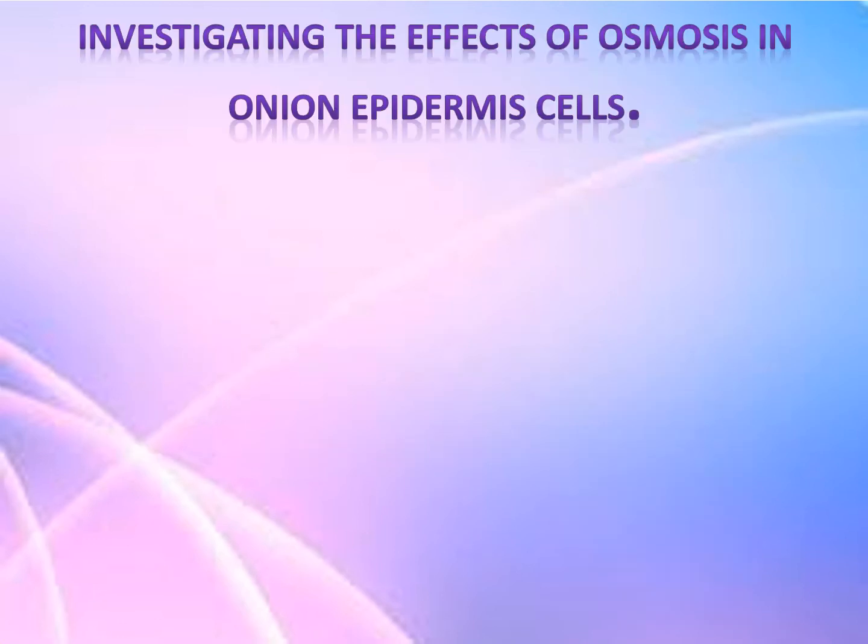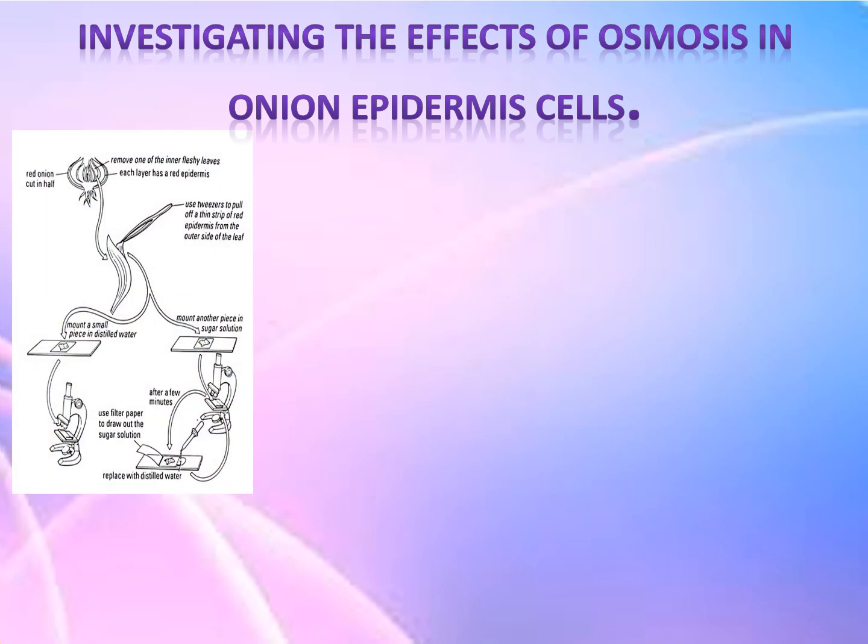You can see the picture, the blood cells have shrunk. Now children, we will see investigating the effects of osmosis in onion epidermis cells. You can see the picture of how we can cut the onion epidermis cells, how we keep them, and how we can observe them through the microscope. Now we will see the method one by one.